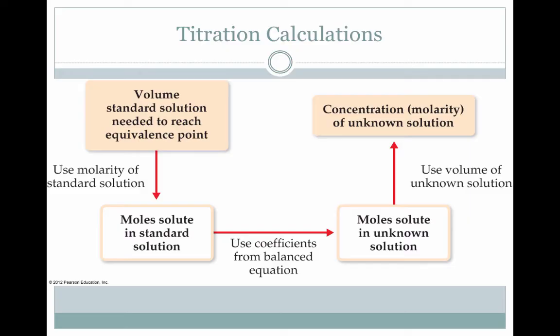Looking at the steps involved in a calculation for a titration, first we start with the volume of the standard solution needed to reach the equivalence point. Using the molarity of this solution and the volume we used, we can calculate the moles of solute that we used from the standard solution. Then, using the mole ratio from our balanced equation, we can calculate the moles of solute in our unknown solution from the moles of solute we used from the standard solution. And finally, we can use our molarity equation again with our moles of solute and our volume of solution to calculate the concentration or the molarity of the unknown solution.